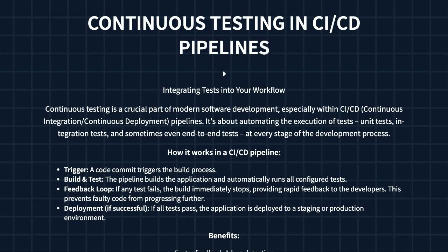Okay, let's talk about continuous testing and how it fits into CI/CD. Essentially, we're automating the process of running tests throughout our entire development pipeline. Whenever a developer commits new code, the system automatically builds the application and kicks off all the relevant unit tests to check individual components, integration tests to ensure they work together, and sometimes even end-to-end tests to simulate user interactions. If any test fails, the build stops immediately, giving developers quick feedback so they can fix the issue right away. This prevents bad code from making its way into later stages, leading to higher quality software and a much smoother deployment process.